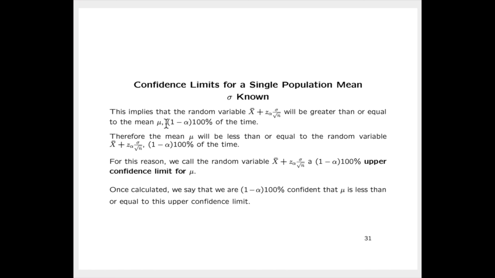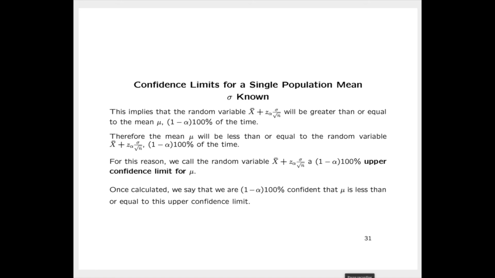So this implies that the random variable x bar plus z sub alpha times sigma over the square root of the sample size will be greater than or equal to the mean mu 1 minus alpha times 100% of the time. Therefore, the mean mu will be less than or equal to that same random variable 1 minus alpha times 100% of the time. And so for this reason, we call the random variable x bar plus z sub alpha times sigma over the square root of the sample size a 1 minus alpha times 100% upper confidence limit for mu.